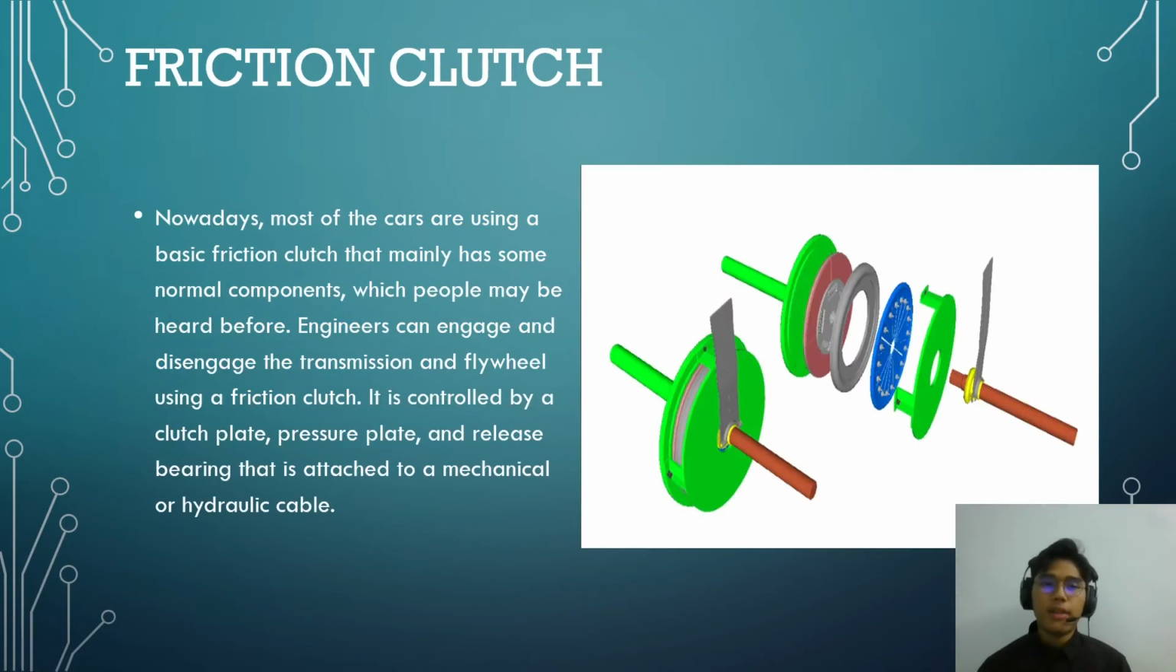Before this, I talk about the friction clutch. Nowadays, most cars use a basic friction clutch that mainly has some normal components, which people may have heard before. Engineers can engage and disengage the transmission and flywheel using a friction clutch. It is controlled by a clutch plate, pressure plate, and release bearing that is attached to a mechanical or hydraulic cable.